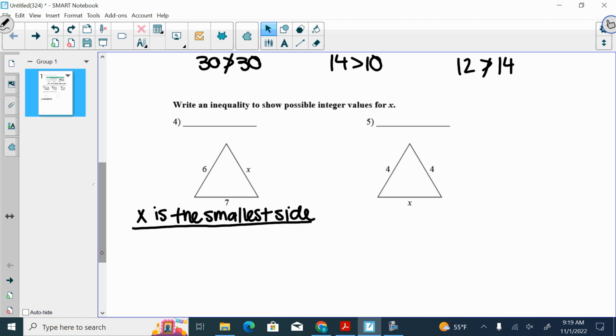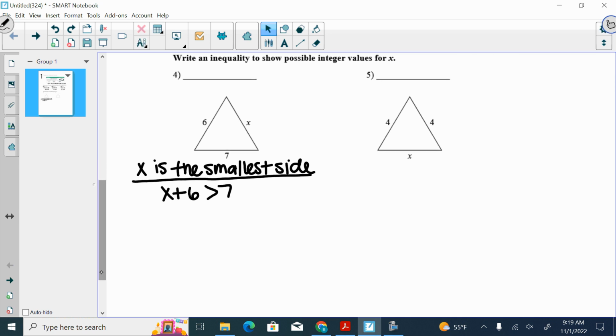Okay, so if x is my smallest side, and I was going to use that rule that we just talked about from above, I would be adding x with the other smallest side, right? So what is the other smallest side here? Okay, so we should have x plus 6 should be greater than the third side, which in this case is going to be 7x.